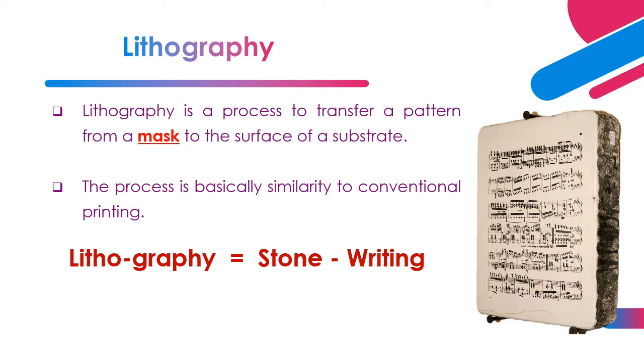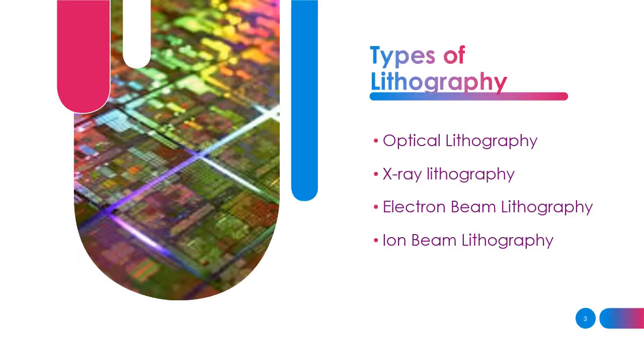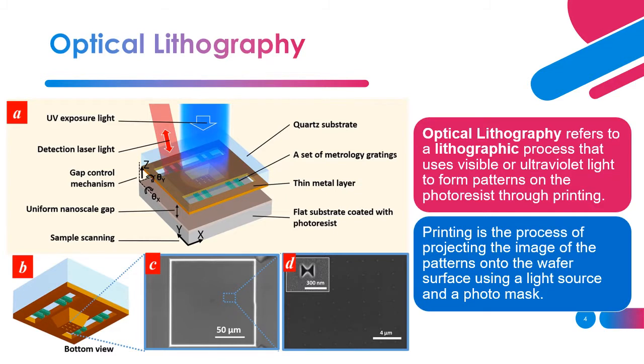So this process is basically similar to conventional printing, which means litho means print, graphy means writing. For semiconductors, the types of lithography can be classified into four, which are optical lithography, X-ray lithography, electron beam lithography, and ion beam lithography. So today we are going to go for optical lithography first.